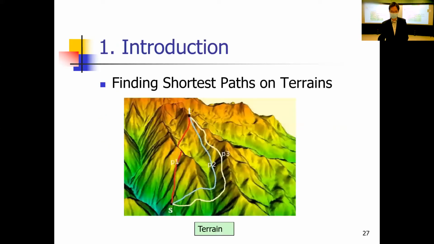Now go to the introduction. Finding shortest path on terrain. You can see that in this figure, we have a terrain with some mountain. We have the starting point here, and also the destination point here. Suppose that we need to walk from here to here, okay? We have many different possible paths. The red color one, path 1, the blue color one, path 2, and the yellow color, path 3. One of them is the shortest one.